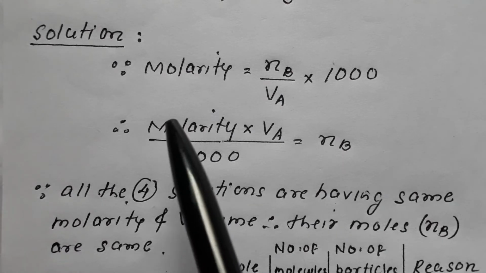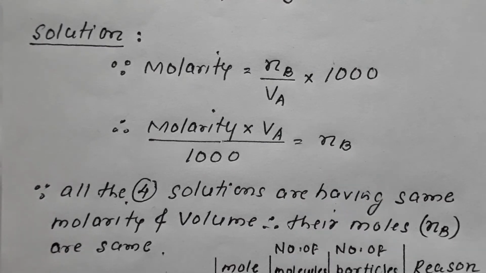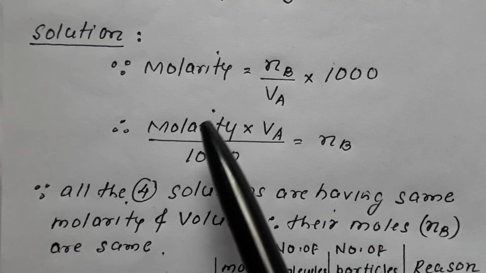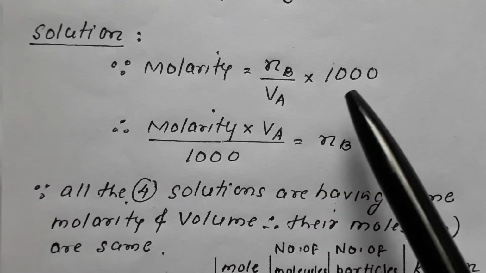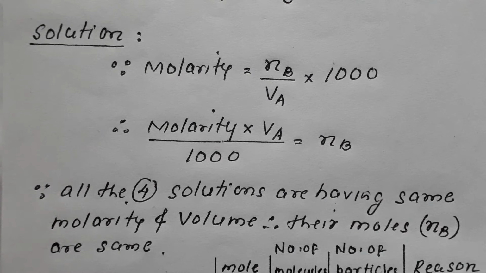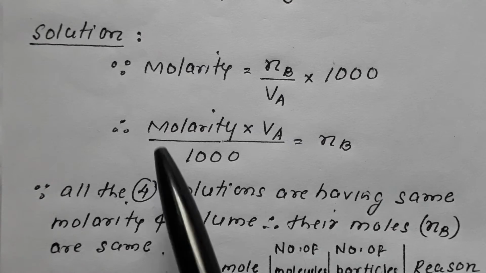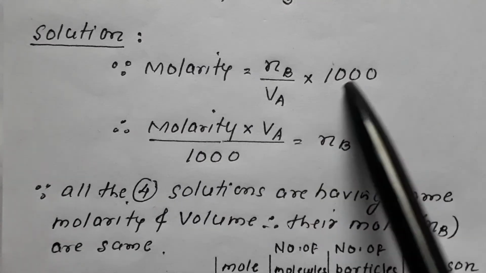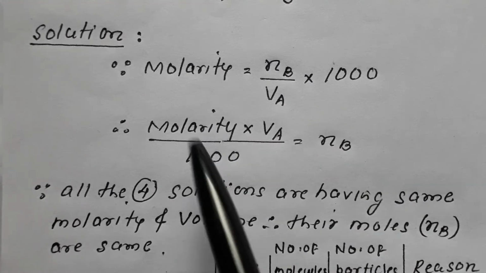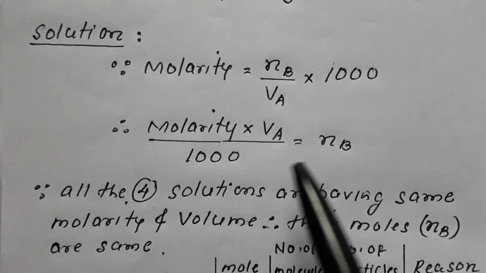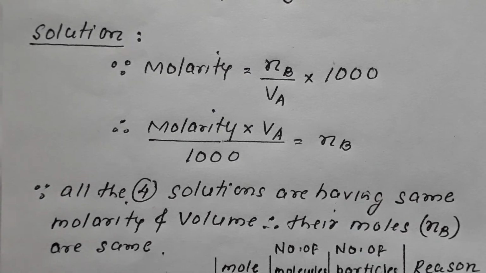As we know, molarity is equal to moles of solute upon volume of solution times 1000. If I rearrange this equation and bring V over here, it becomes molarity times V upon 1000. So molarity times V upon 1000 is n, the moles of solute.